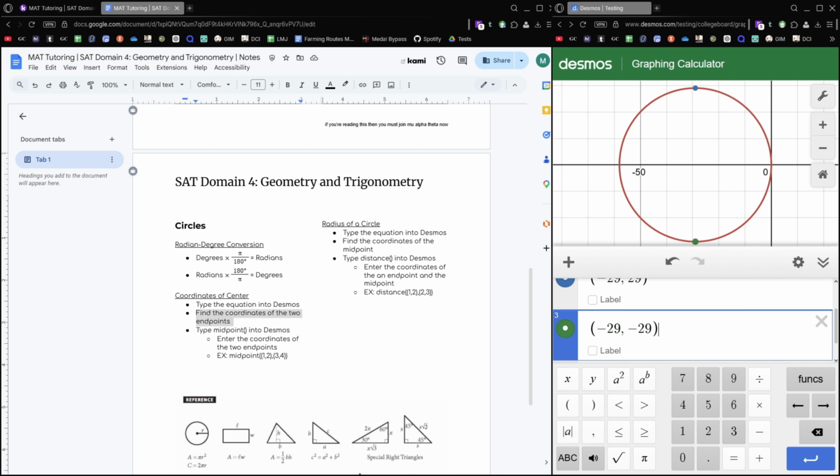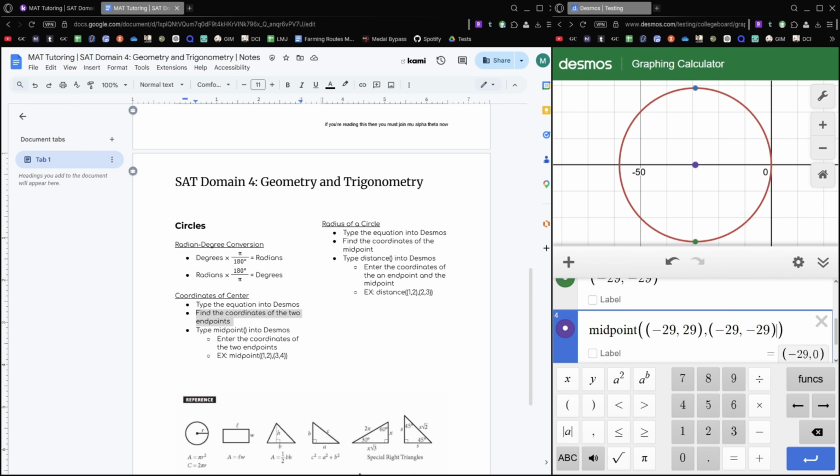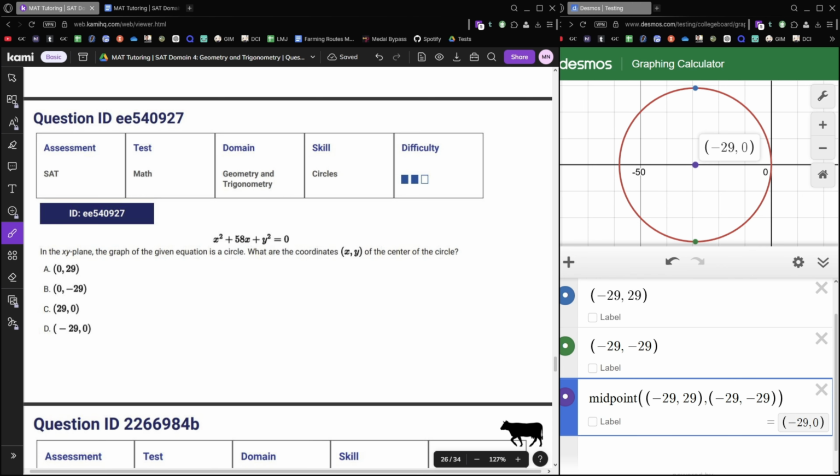And now we want to type in midpoint, parentheses, and now we want to put in the two coordinates of the two endpoints. So we already put this down here. I'm going to just copy and paste them. Between them, you want to put a comma, and then the second one. And here's our midpoint, which is also, as you can tell, the center of the circle. That means our answer would be D.